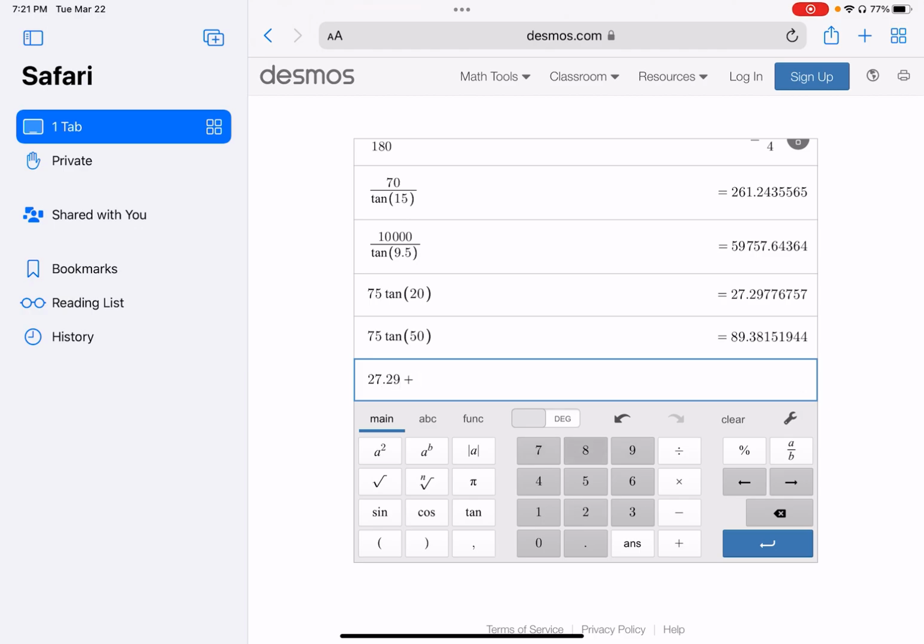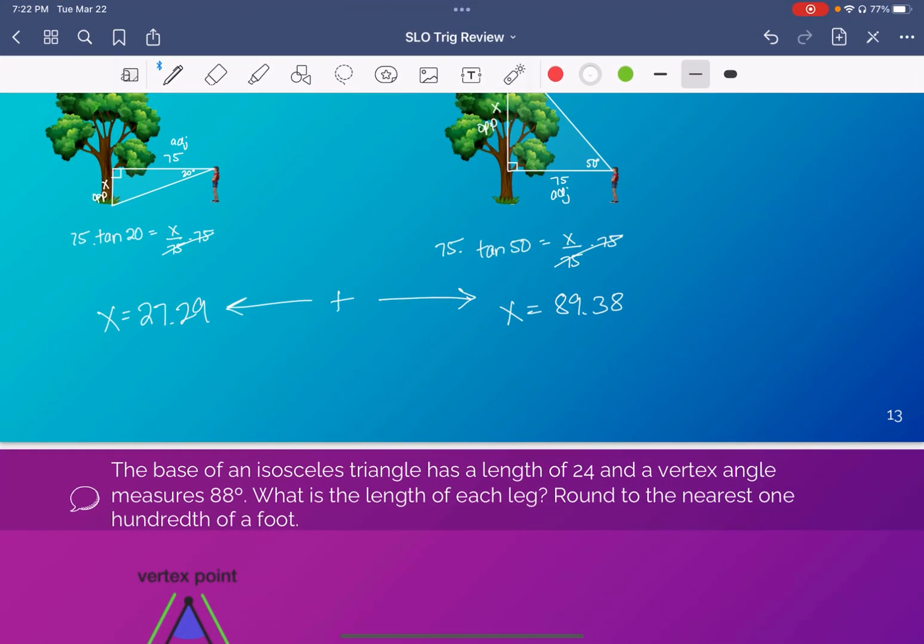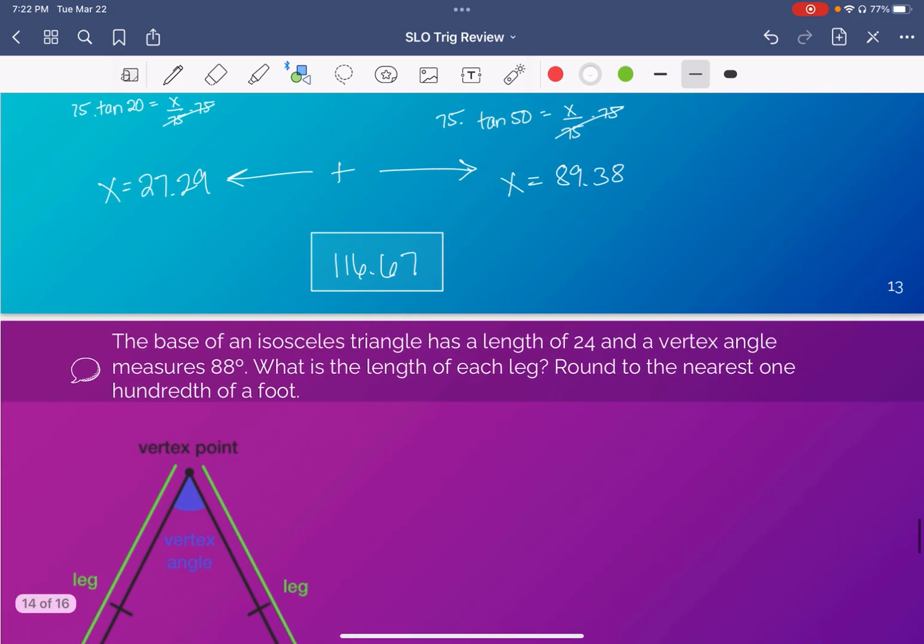27.29 plus 89.38 equals 116.67 for the total height of the tree. Okay, moving on to the next question.